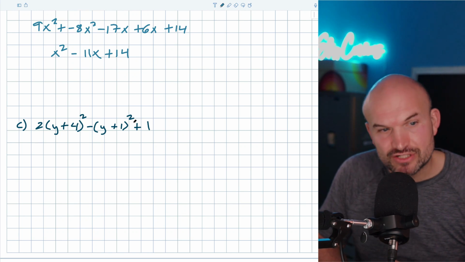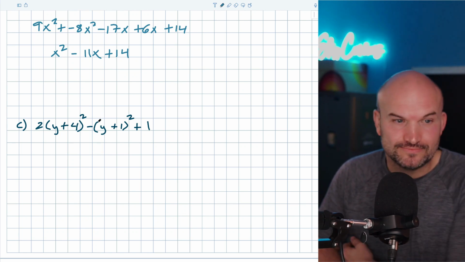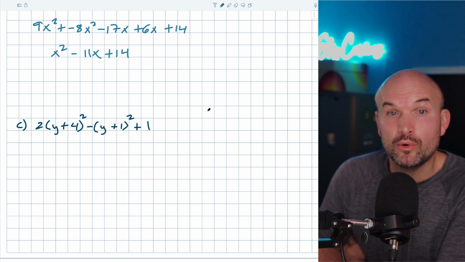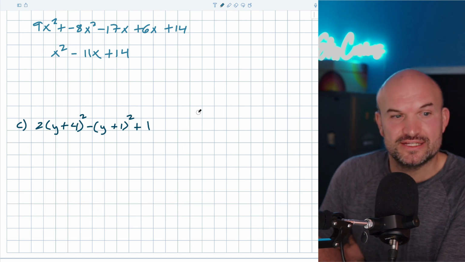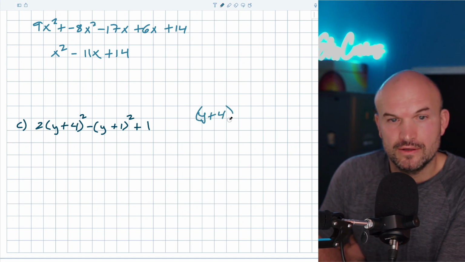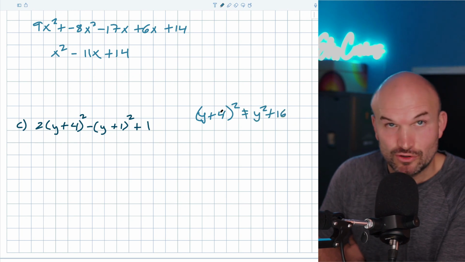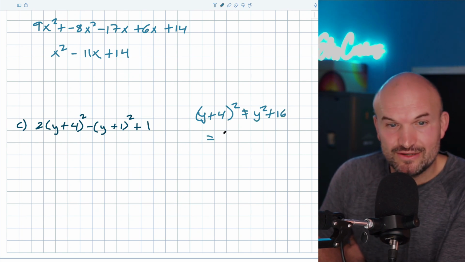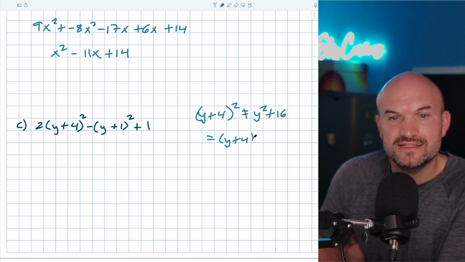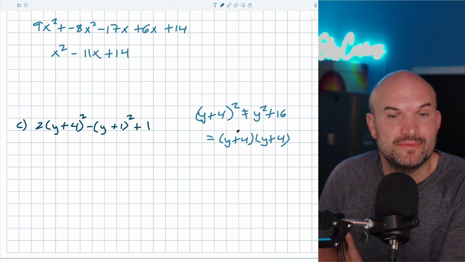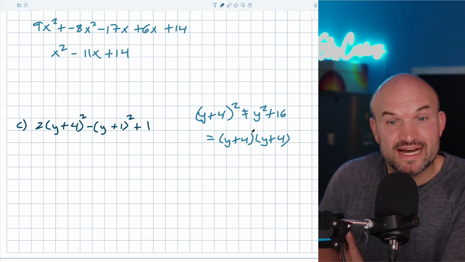So what we actually have to do here is expand this out. It's really, really important that you do not do this. So y plus 4 squared does not equal y squared plus 16, right? Don't do that. Remember, this equals y plus 4 times y plus 4. It's just one of those common mistakes that happen with students time and time again. So therefore, we need to actually multiply this out. So we can use our FOIL, okay?